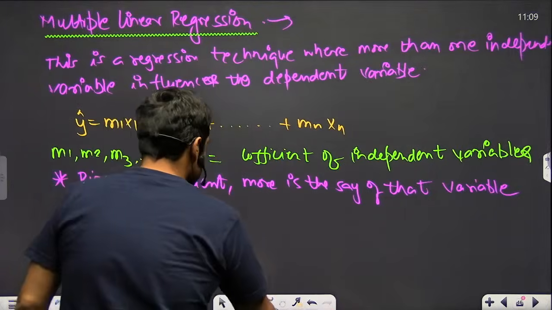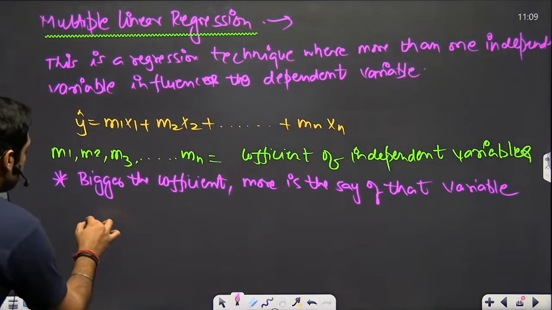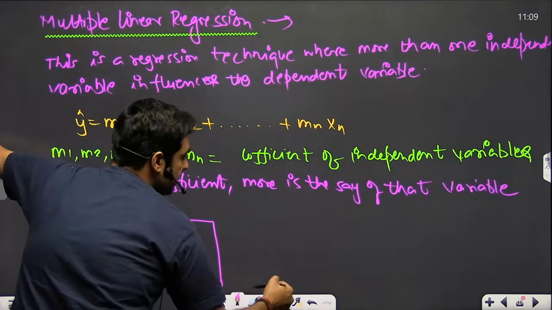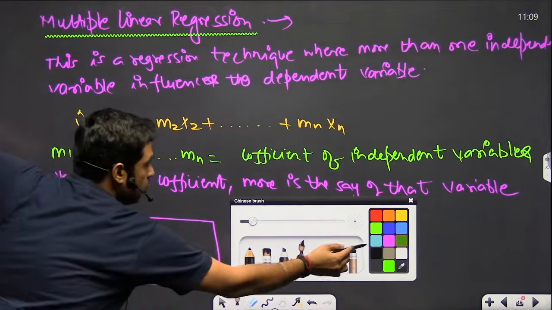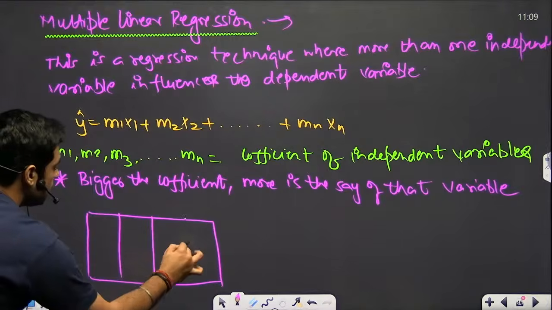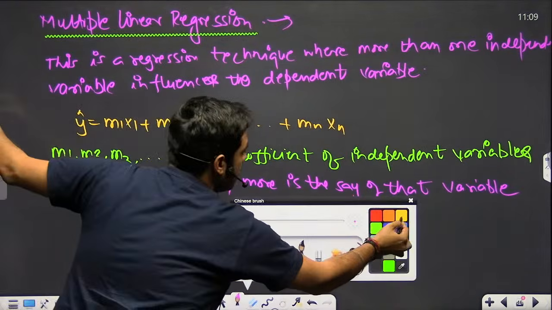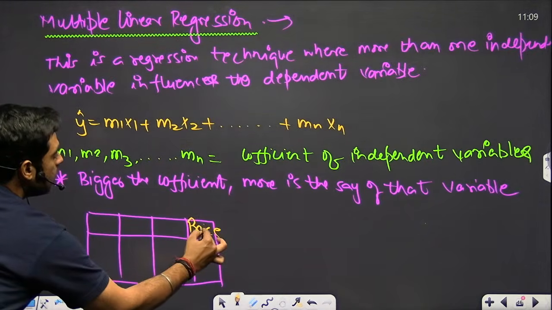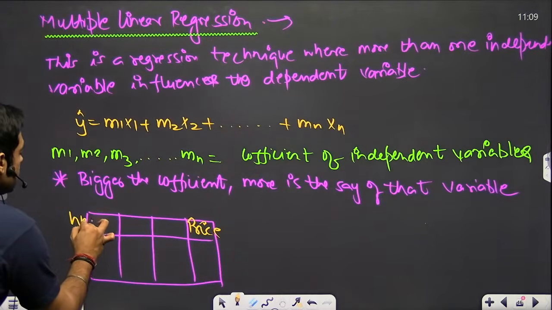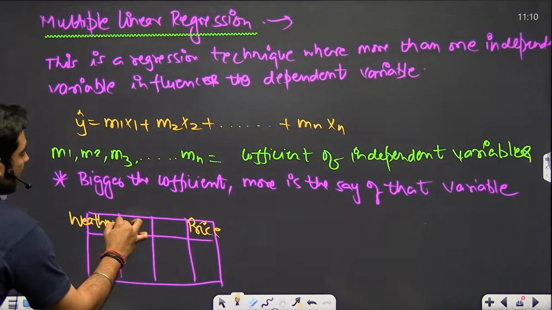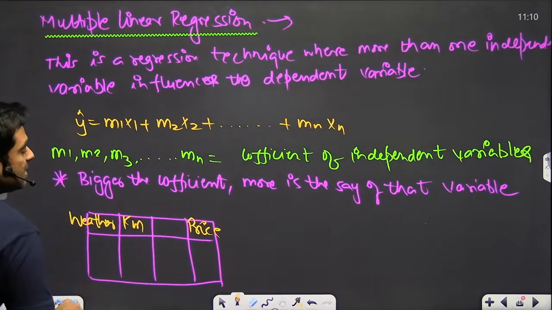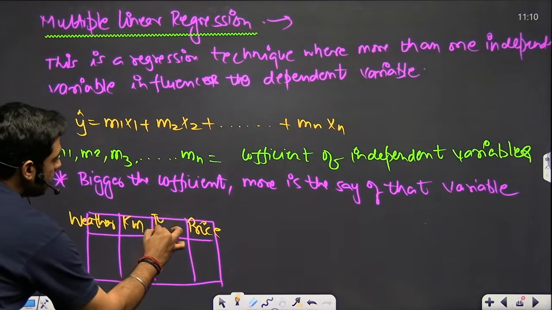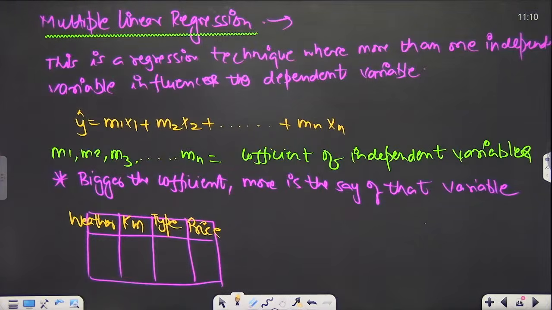For example, I want to book a cab from Rapido. This is a data set where we have three variables influencing the price of the cab. The first one is weather, the second one is kilometers, that is the distance, and the third one is the type of cab, the type of vehicle you are booking.